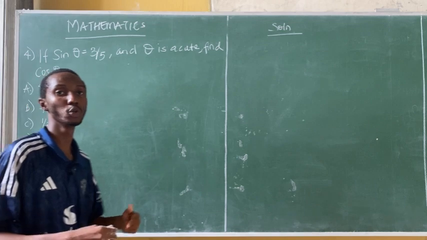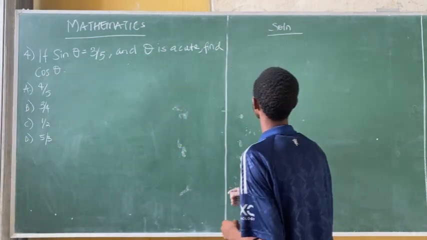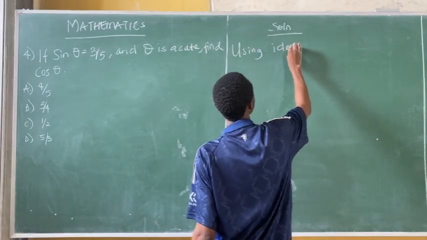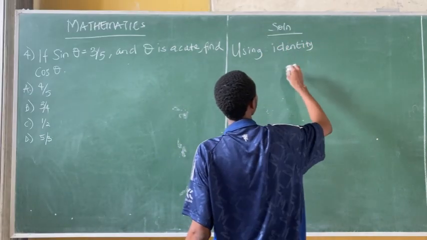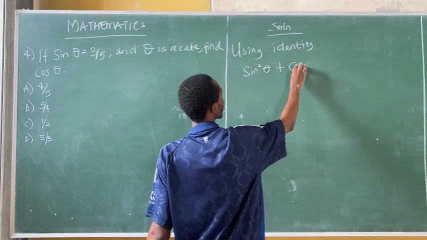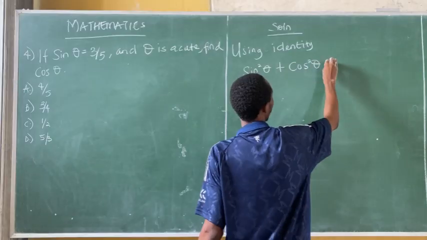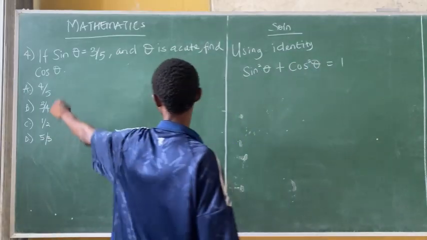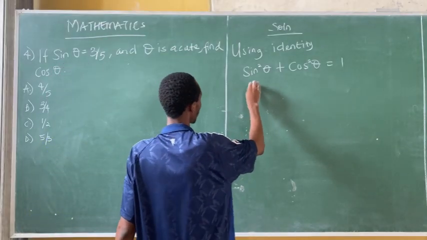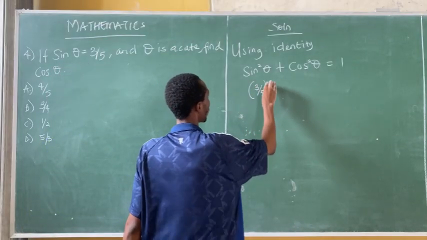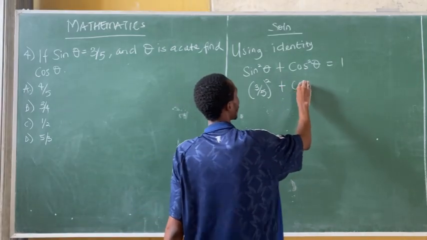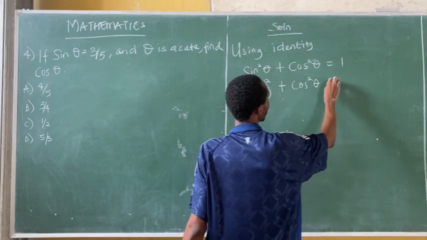We're going to solve this question using identity. Using identity, we have sine square theta plus cos square theta is equal to 1. From the question, they gave us sine theta is equal to what? 3 over 5. So we have 3 over 5 all squared, right? Plus cos square theta is equal to 1.